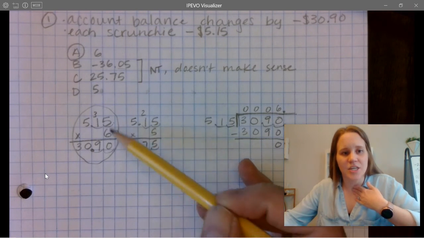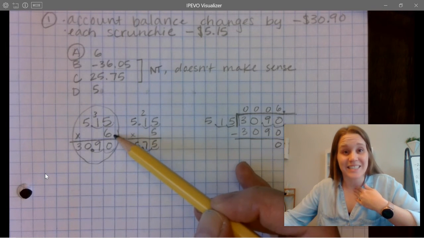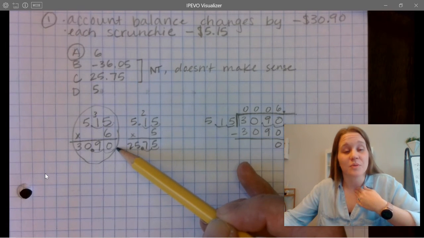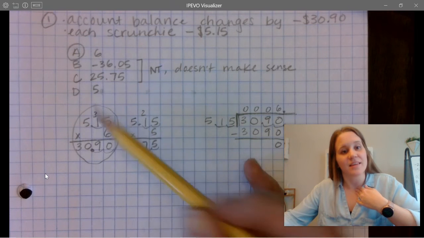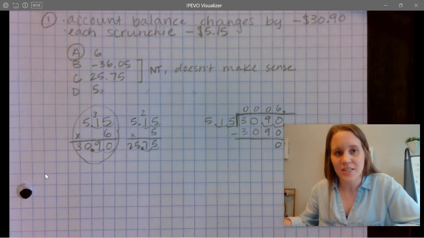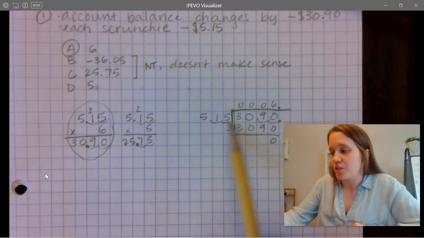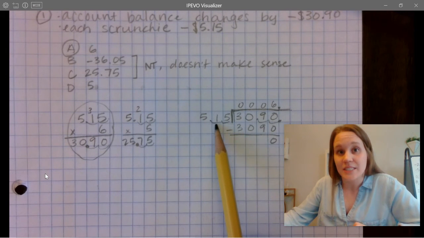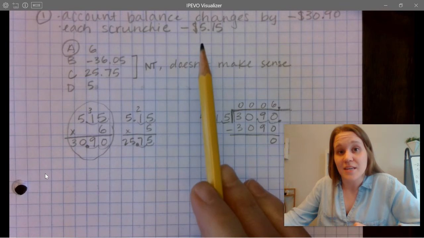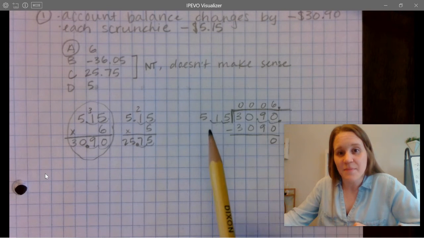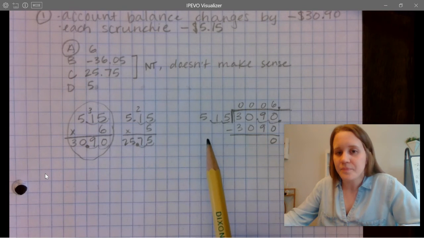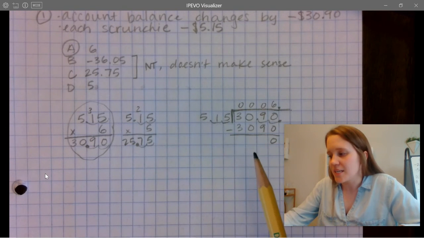So if my account balance changes by this much 6 times, then my total change would be $30.90. That's why I think the answer is A, 6 scrunchies. You could also think about this sort of backwards. I'm given the total and I'm given the size of the group, $5.15 for every scrunchie, and I want to know how many groups. So how many scrunchies can I buy if they're $5.15 each?